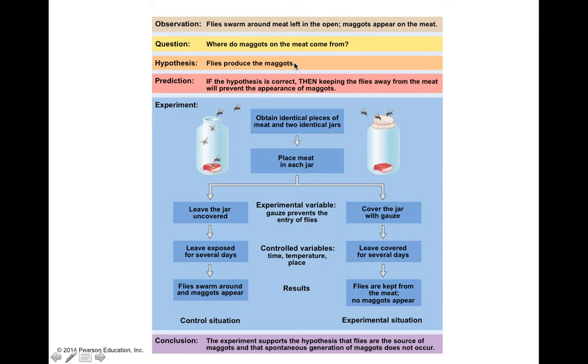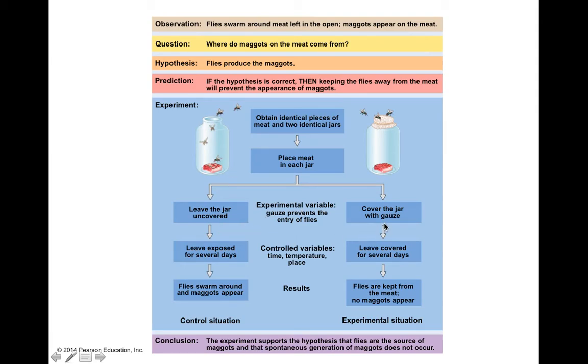Now we all know this to be true, but at the time, it was a big question, right? So if the flies produce the maggots, then if we keep the flies away from the meat, it should prevent the appearance of the maggots, and it ought to if the hypothesis is correct. So how do we do this? What's our experimental design? We have two identical pieces of meat and two identical jars. The only difference is that we're going to put gauze on top of this jar and no gauze on top of that jar. So the experimental variable here is the gauze, which is going to prevent the entry of the flies in this one and not in that one.